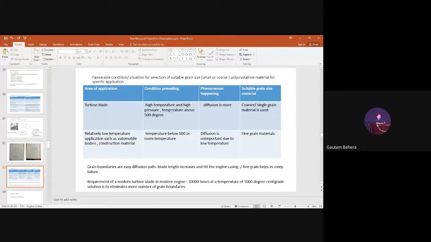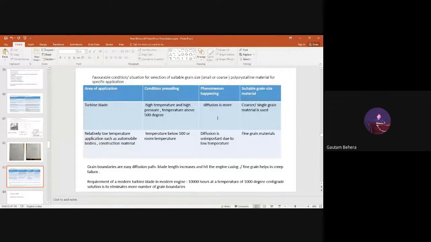Grain will get coarser. That is a very good part. But here what happens, the turbine blades may get elongated. It will grow and hit the casing part. The turbine will grow in a particular orientation, in a particular direction, and it will hit the casing. So it will break, right, due to this diffusion.